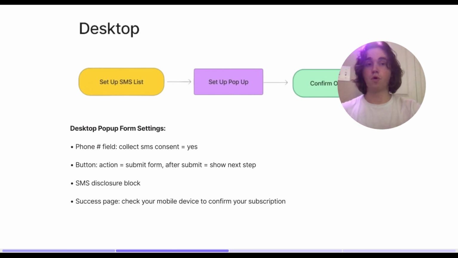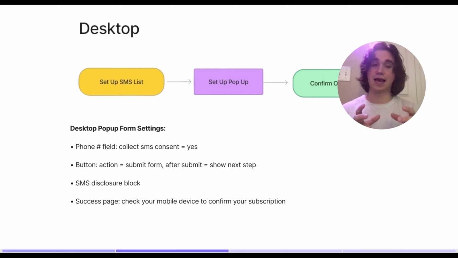So here are the exact settings that we're going to use when we're setting up a pop-up form for SMS. You're going to be able to find these pop-up forms within your actual SMS service provider. They're going to have a section for sign-up forms, and you can go in there and create one yourself. When you do that, these are the settings that you're going to use.